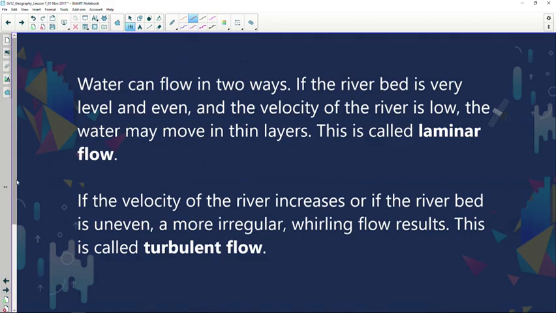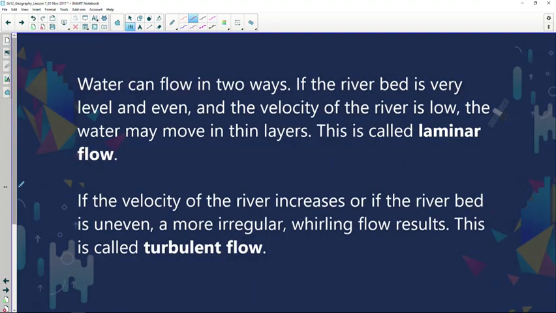Now, water can flow in two different ways in this river channel. Two things that you need to keep in mind over here are the friction of the riverbed and the steepness of the riverbed. Now, in this case, when the river flows and the velocity of the river is low, the water may be moving in thin lines. This is known as laminar flow.